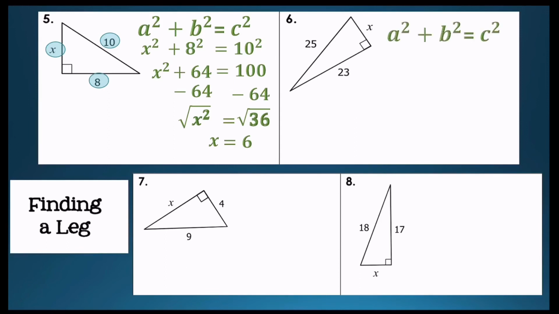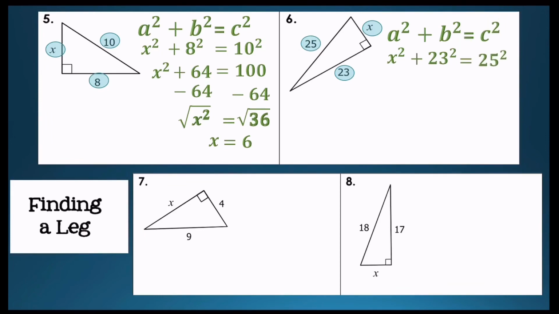Again, write your formula. I don't care. It's not a matter of difficulty. It's a matter of doing the steps. So I have x squared plus b squared equals c squared. The more you write it, the more you'll memorize it. Then, again, I like to take my missing leg and make that A. My other leg was 23. That is my B. And finally, my hypotenuse was 25. So that is my C.